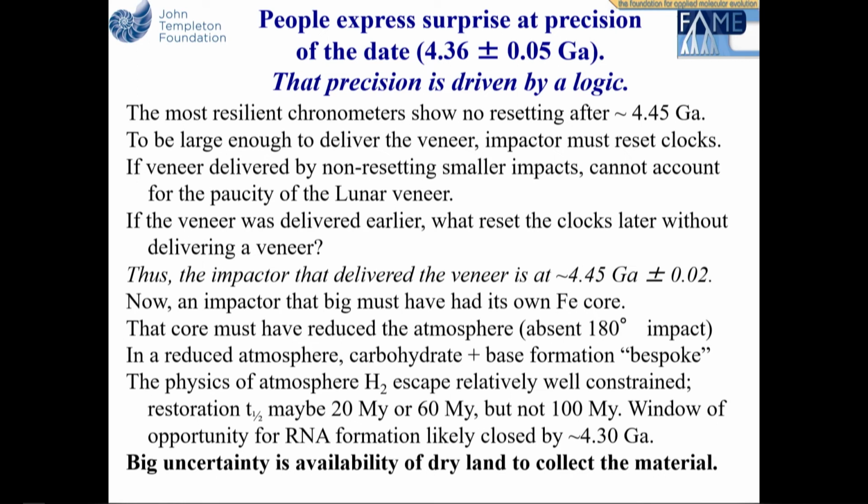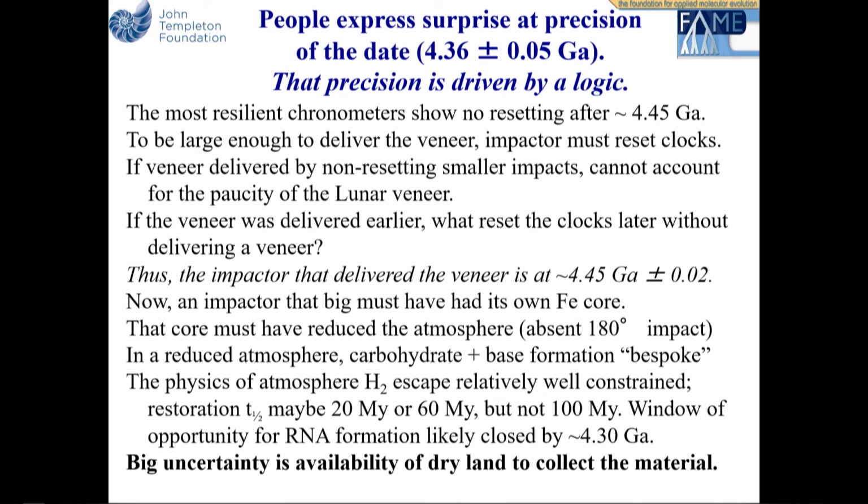Now, that impactor must have been big enough to have its own iron core. The core must have reduced the atmosphere, absent a direct straight-on impact. The physics of the reduced atmosphere and carbohydrate and base formation is bespoke. It's got to happen. The physics of atmospheric hydrogen escape is relatively well constrained. The restoration time is maybe 20, 40, 60 million years, but it's not 100 million years. And so that is why the window of opportunity closes before 4.3 billion years. You can't make RNA afterwards and be consistent with the geological record.